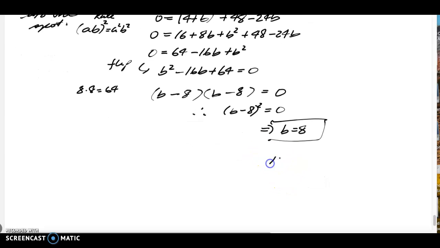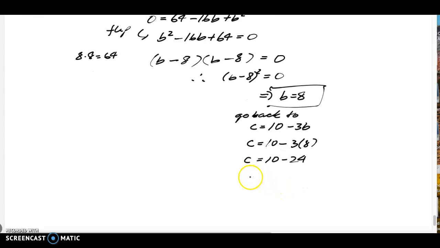Now we just go back to the equation. Go back to c equals 10 minus 3b. Well, c is equal to 10 minus 3 times 8. So then c is equal to 10 minus 24. And guess what? There we go. C is equal to minus 14.